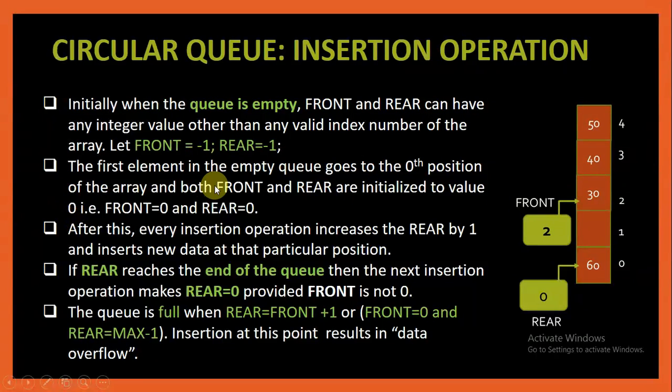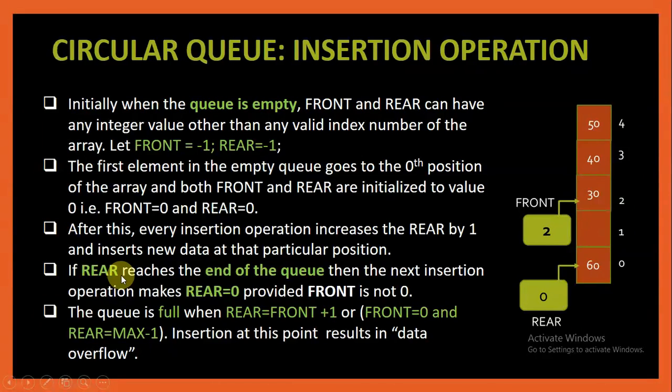So when the very first element is added to the queue, it goes to the 0th position, and in this case both front and rear become 0. After this, every insertion operation increases the rear by 1 and inserts new data at that particular position. So whenever insertion takes place, front is not changed and only rear is incremented by 1.